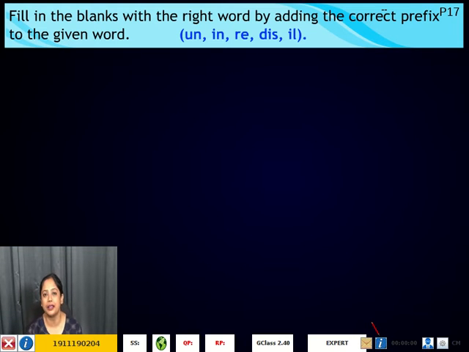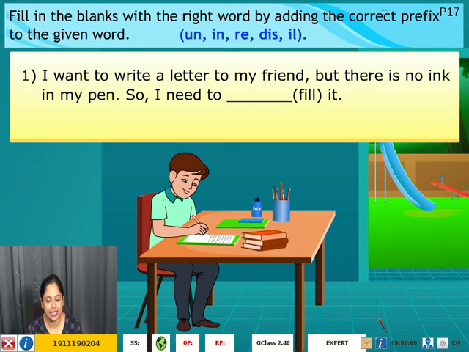For example, fill, refill, right? Redoing something, right? Build, rebuild, fill, refill. All these change the meaning of the word completely. Now let's do a small exercise. Fill in the blanks with the right word by adding the correct prefix to the given word. You have 5 options: un, in, re, dis and il. We have 5 prefixes in front of us. We need to fill in the blank.